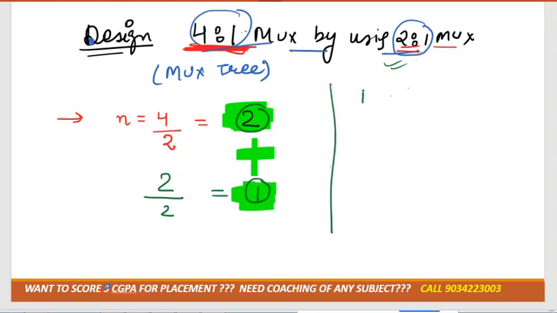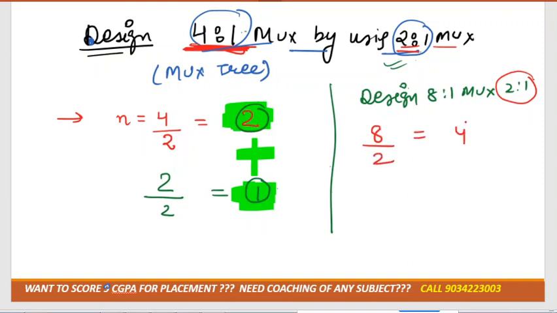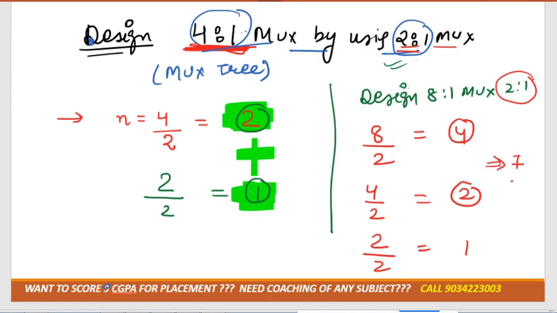If they ask you to design 8 is to 1 mux by using 2 is to 1 mux, the question is how many mux we can use. That is 8 divided by 2, which is 4. Now again we divide 4 by 2, that is 2. Again we divide 2 by 2, that is 1. So in total how many mux can we use? 7 mux, 7 of 2 is to 1 mux, right? Got it? Tell me, any doubt up to here?